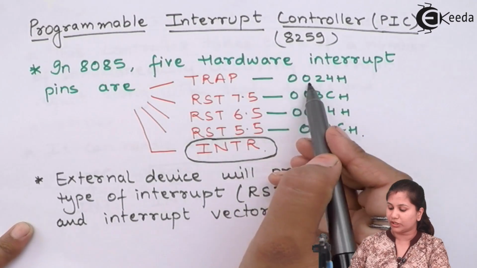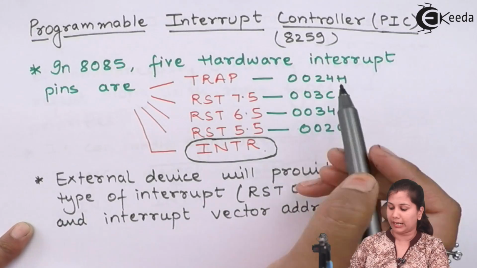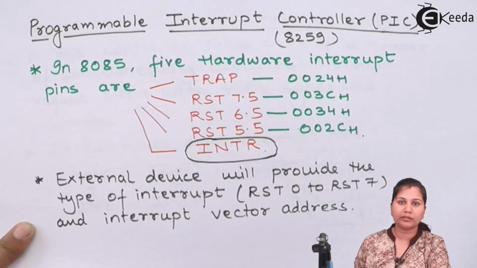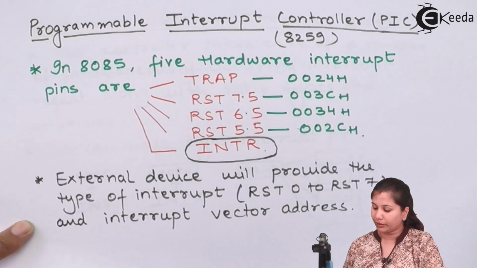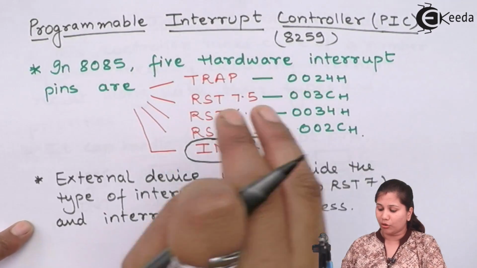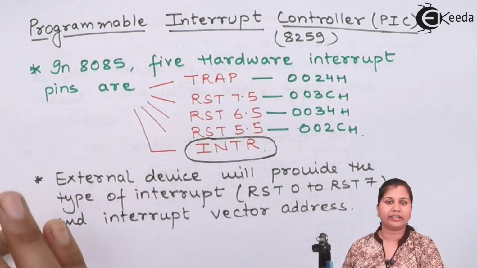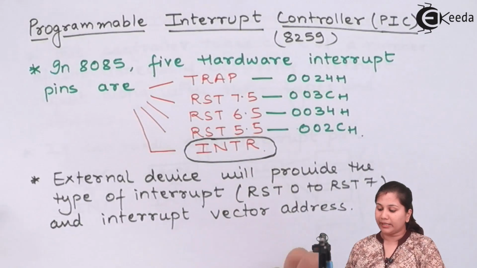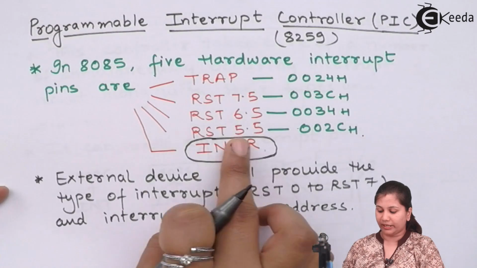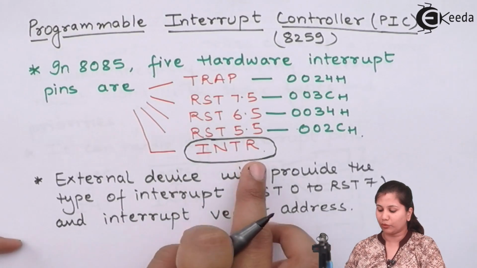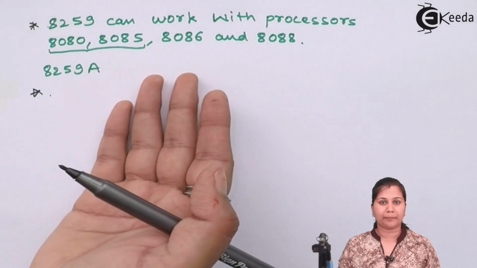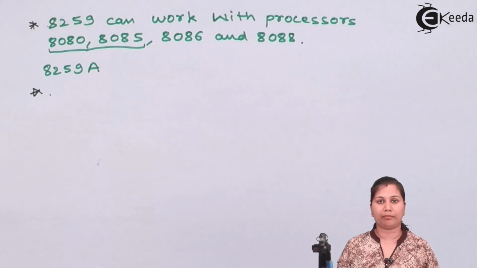Okay, this 00 is showing the page number, and this 243C, 342C is showing the column number and row number. All these interrupt service routines are written on the same page 00. But the address for this INTR is provided by the external device, and this external device is our PIC, the Programmable Interrupt Controller.